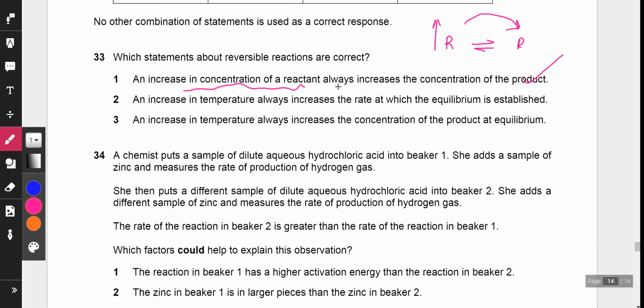An increase in temperature always increases the rate at which the equilibrium is reached. If you increase temperature, the rate, this has nothing to do with equilibrium, the rate increases. It doesn't really matter whether it's the forward or the backward reaction, it's going to increase. An increase in temperature always increases the concentration of the product at equilibrium. That's not true, because it favors the endothermic reaction, and it could be the forward, it could be the backward, we don't know. So the concentration of the product might decrease, or it might increase. We're not sure. That depends on the equilibrium. Which side is going to be favored?